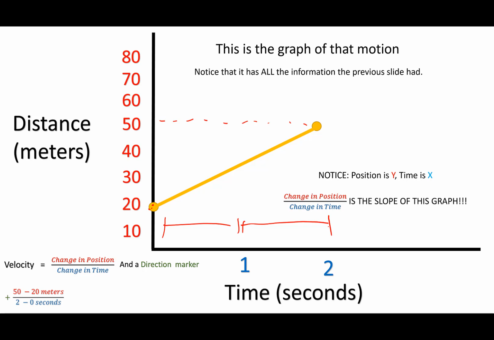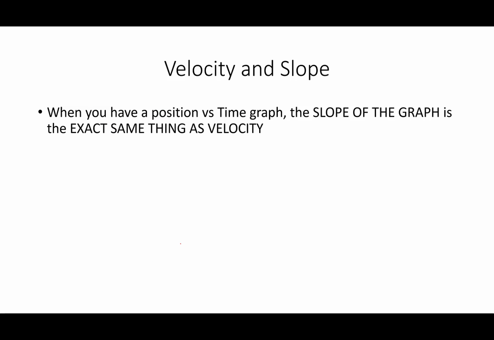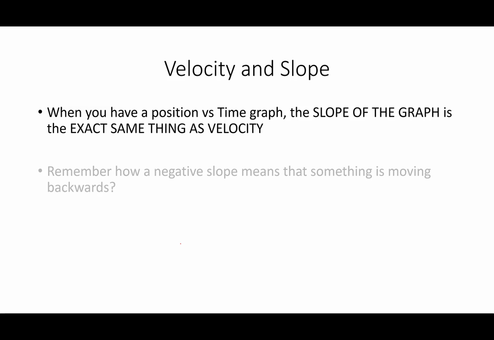What you get is 50 minus 20 over 2 minus 0, positive 15 meters per second. But what you should notice is what I did was I took this 50, which is a y value, this 20, which is a y value, this is y at the end, y at the beginning, and then I took this 2, which is an x value, this 0, which is an x value, that's x at the end, this is x at the beginning, and I took the difference and divided. That's the same thing as the slope. So when you have a position versus time graph, the slope of the graph is literally, mathematically, the exact same thing as the velocity.